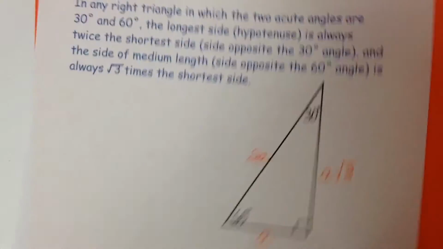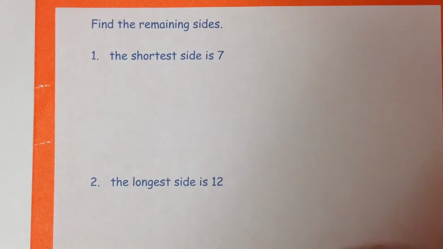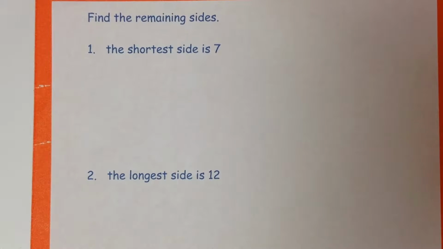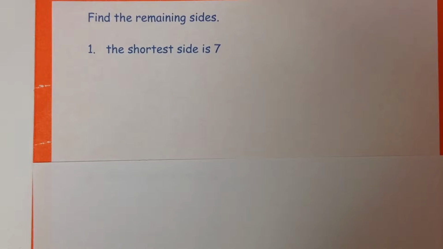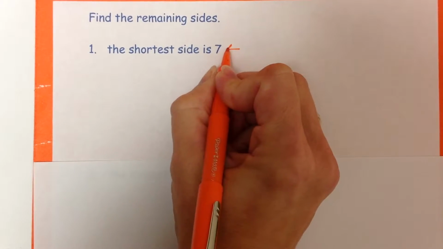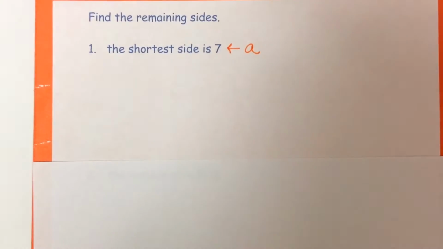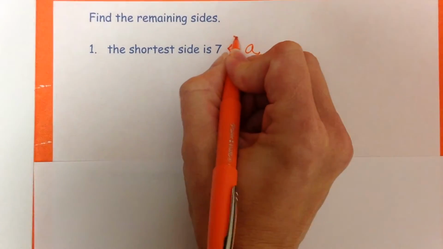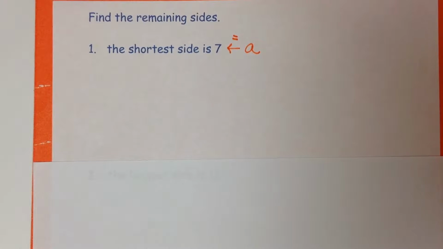Okay, so how we're going to use this is you're going to be given one side and asked then to find the other sides. Now, like with the Pythagorean theorem, remember, you have to have two sides in order to find the third side. But when you're dealing with 30, 60, 90, as long as you know one side, then you can find the other two sides. Okay, so if I know that my shortest side is 7, so what we just learned is my shortest side is A. So that means that A is equal to 7.